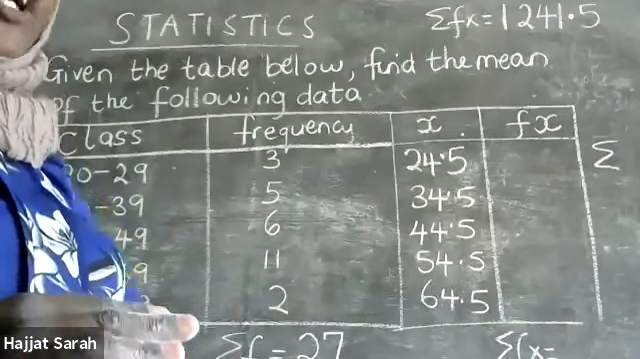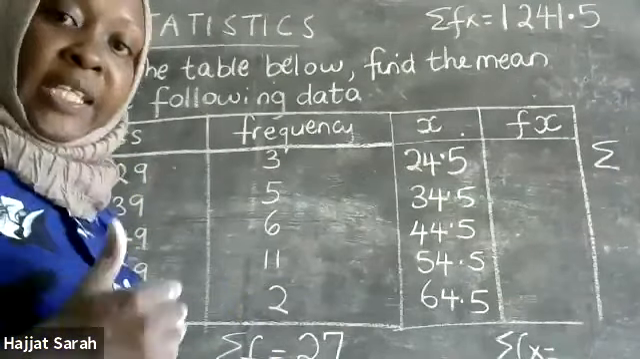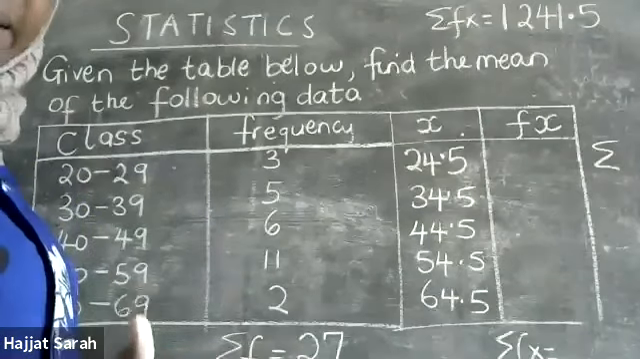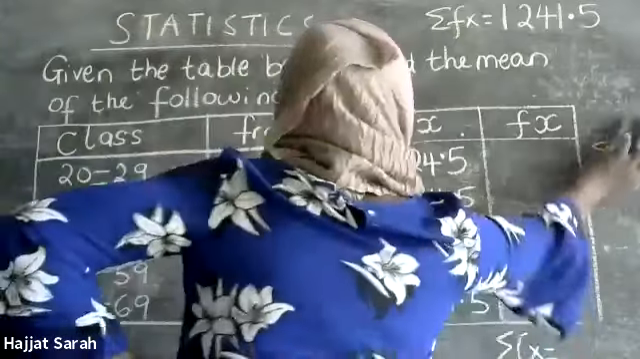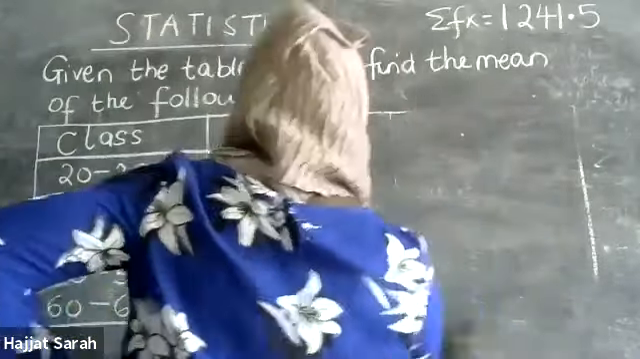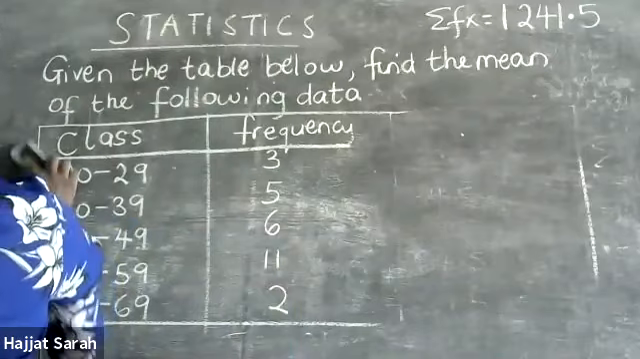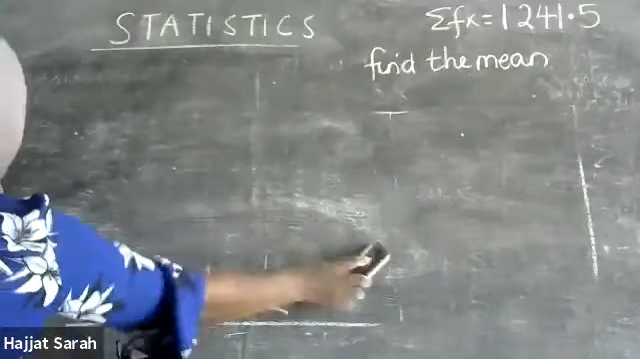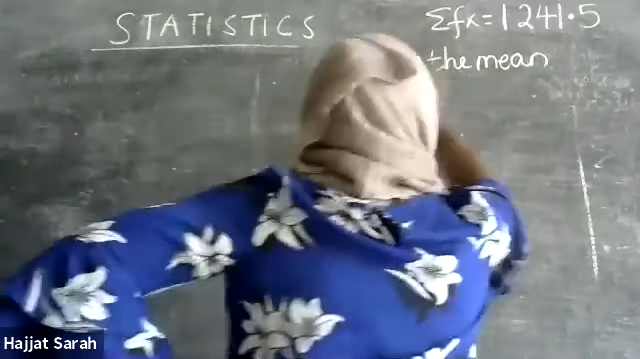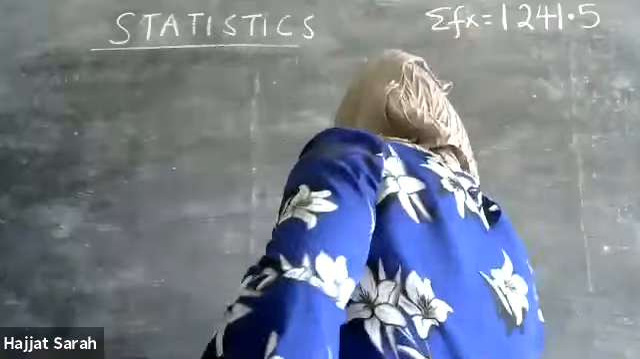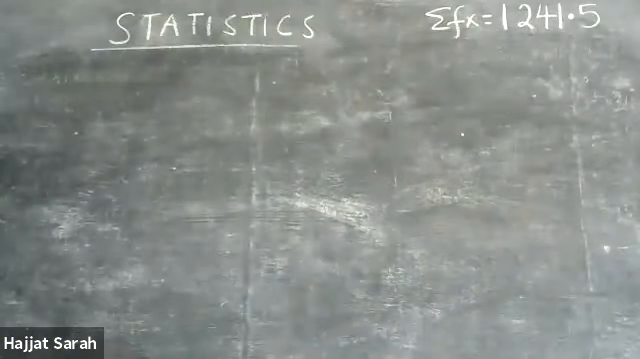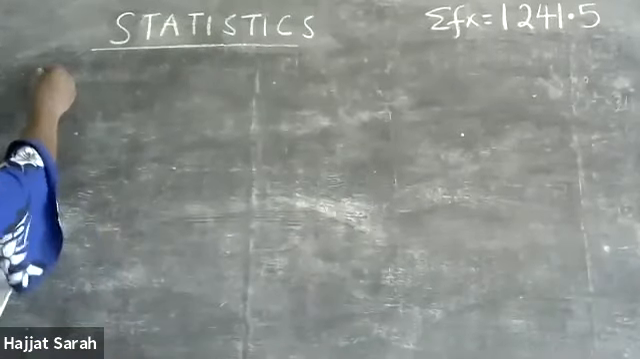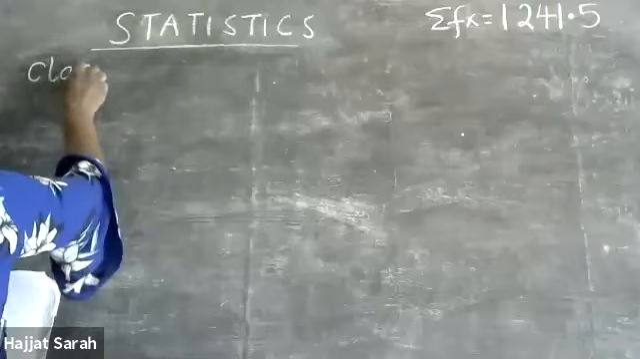So this time we are going to find out another method of finding mean. And this time they are telling us to use a working mean. So how do we go about that? Can we pay attention? So they've told us to use the table. I'm going to draw the table again. Our table has class and frequency. So we have our class.